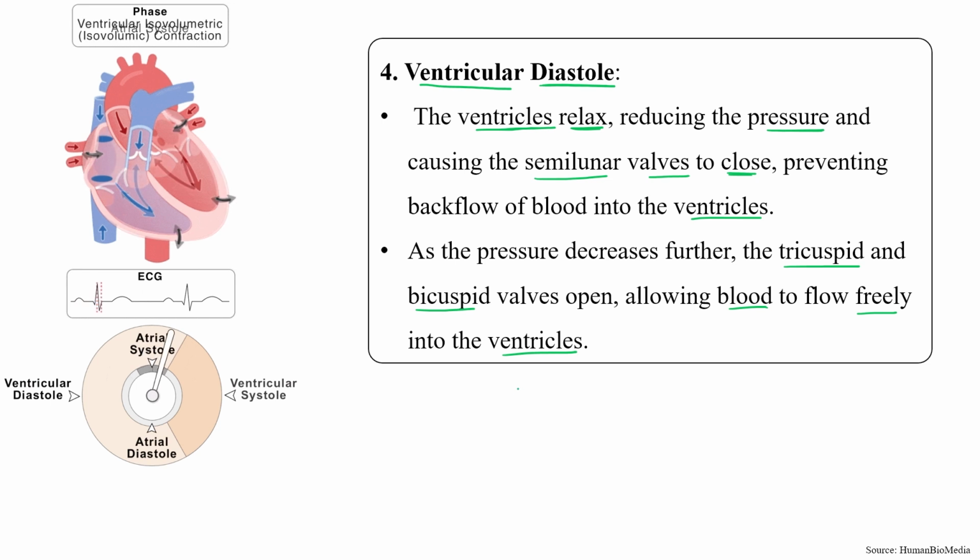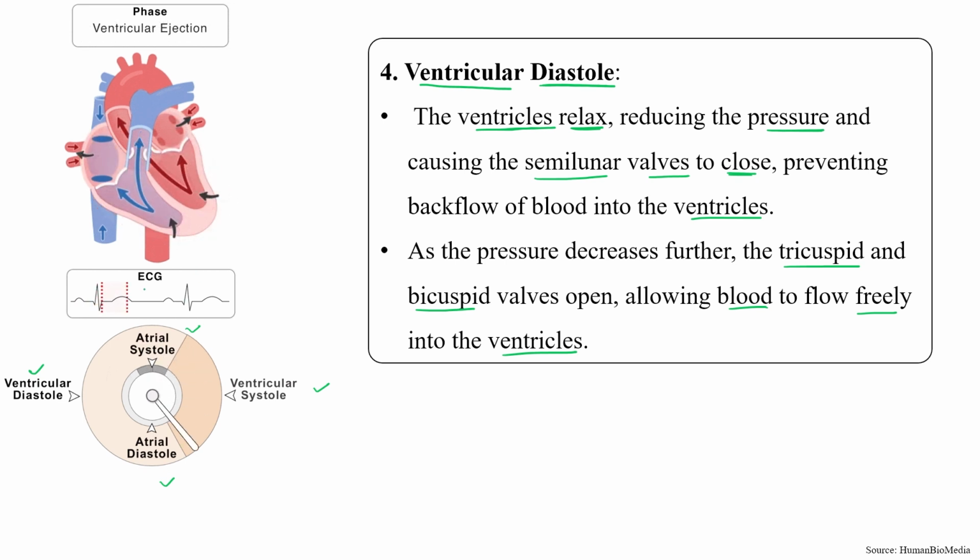So this is how all four steps are going on: atrial systole, as you can see, then ventricular systole, atrial diastole, and ventricular diastole. These lines P, Q, R, S show the ECG for atrial systole, ventricular systole, and atrial diastole, one after another. As you can see in this picture, you can very quickly analyze.